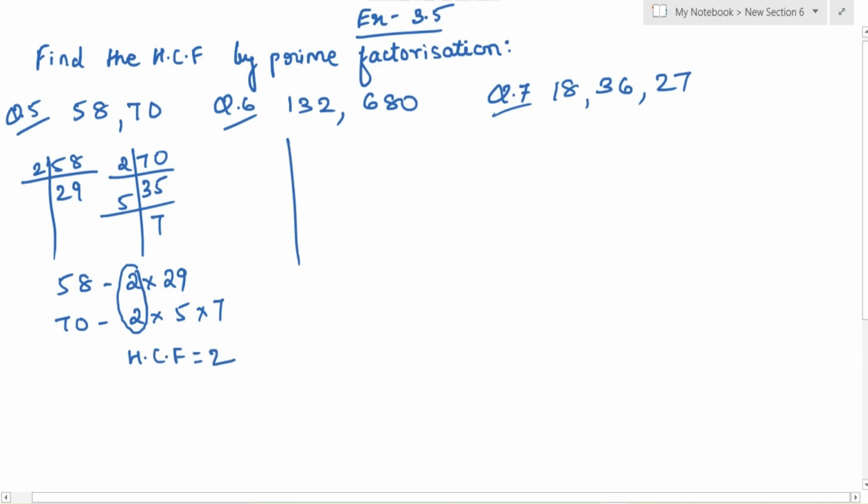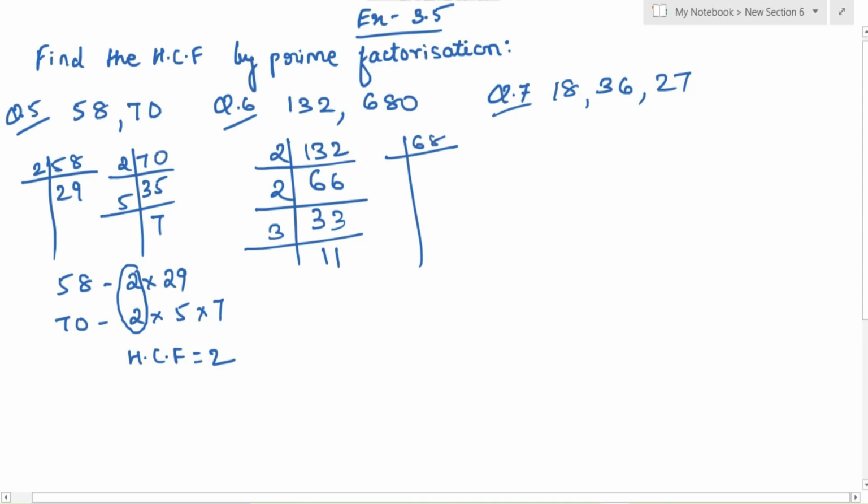Now coming down to the next, 132, that is 2 6s are 12, carry forward 1, again 2 6s are 12. Now 2 3s are 6, 2 3s are 6, again 3 11s are 33. Now similarly the same we will go ahead with 680, that is 2 3s are 6, 2 4s are 8, 2 zeros are 0, then 2 1s are 2, carry forward 1, 2 7s are 14, 2 zeros are 0, 2 8s are 16, carry forward 1, 2 5s are 10. Now I will go ahead with 5, 5 1s are 5, carry forward 3, 5 7s are 35.